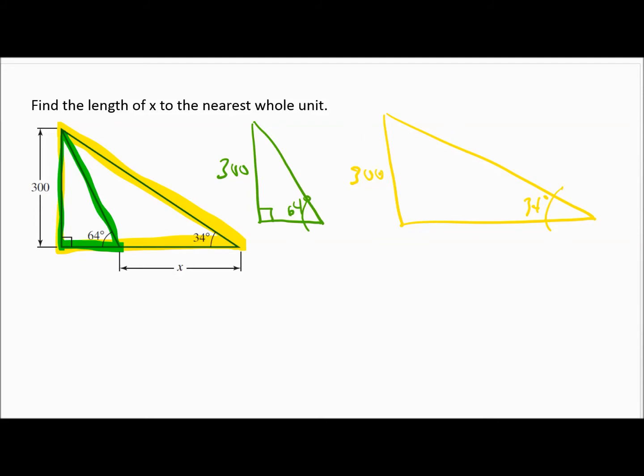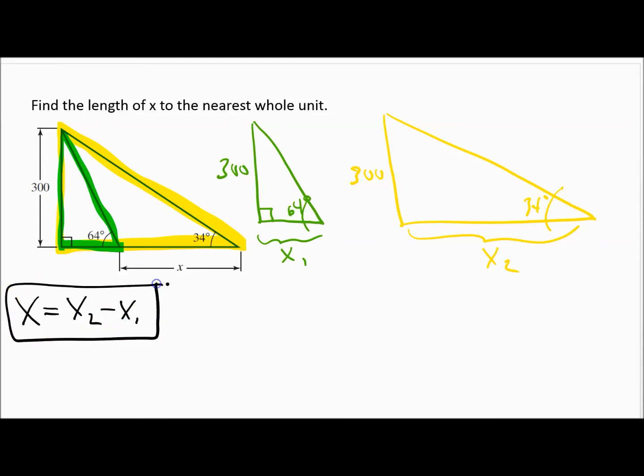And what would the plan be? Okay, well, we could call this whole length down here x2 and this length right here x1. What would just x be? If this whole length is x2 and then this little green part here is x1, then x would actually be x2 minus x1. So that's our plan. We want to find this whole length and subtract out the small green length using only these two right triangles, the small one and the big one.